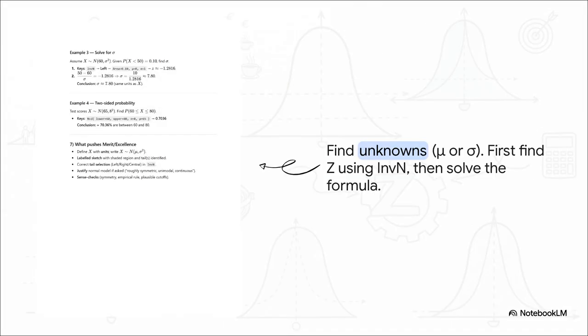And here's the ultimate power move. You can use the same inverse method to find a missing mean or a missing standard deviation if you don't know it. The trick is to first use that inverse normal function to find the z-score. Then, you can plug that z-score back into our original formula and use a little algebra to solve for the missing piece. It's a multi-step process for sure, but it shows you've really mastered this stuff.